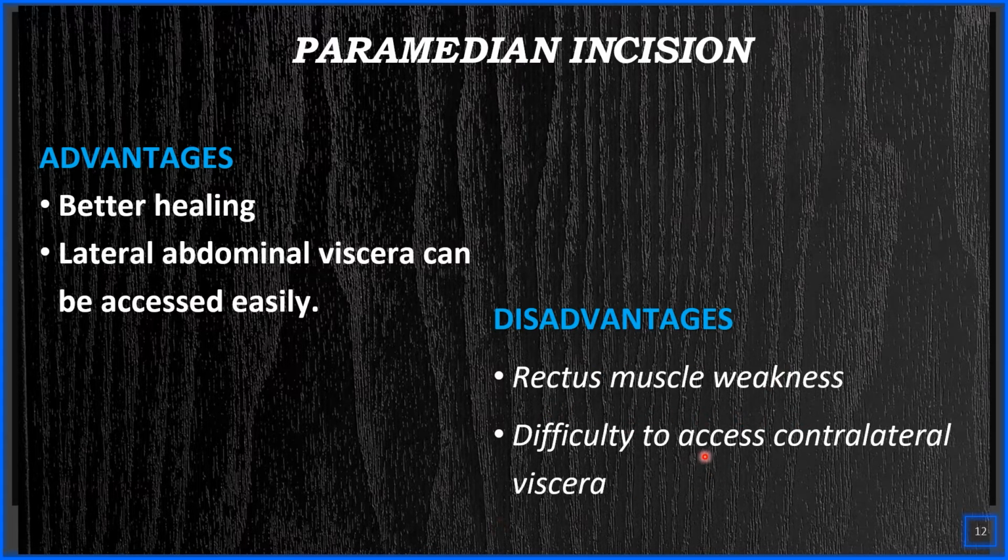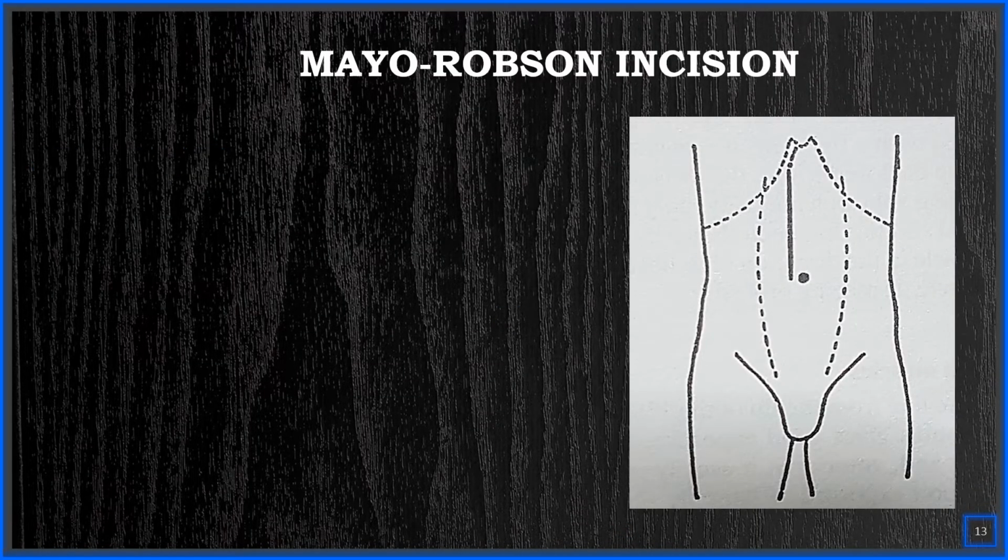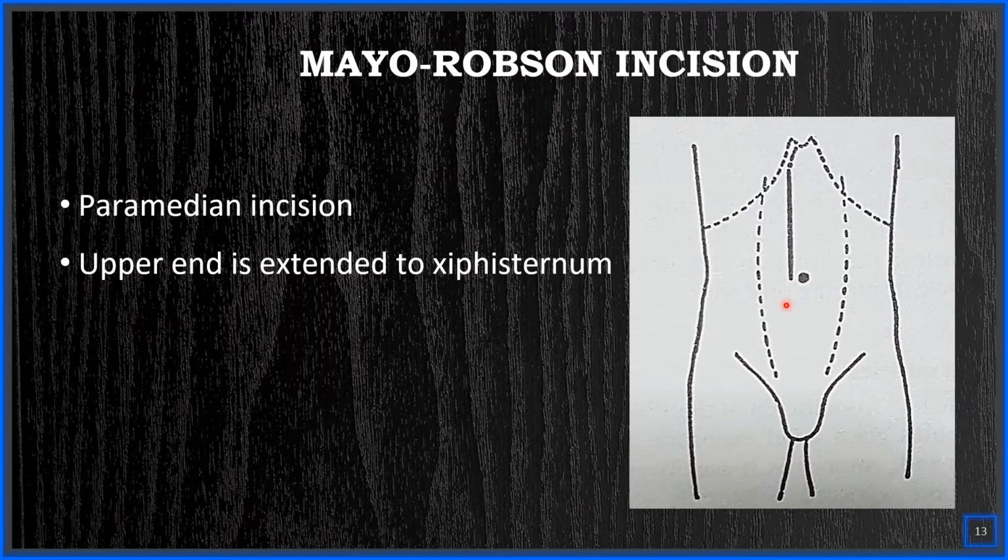Also, there is difficulty for accessing the contralateral viscera. So if you place the incision on the right side, it will be easy to visualize the organs in the right side. But if you want to visualize the organs in the left side, it will be difficult. So that is the disadvantages of paramedian incision. MAYO-ROBSON incision. So what is this MAYO-ROBSON incision? You can see it is a paramedian incision, but the upper end is extended to the xiphisternum. So that is the MAYO-ROBSON incision.